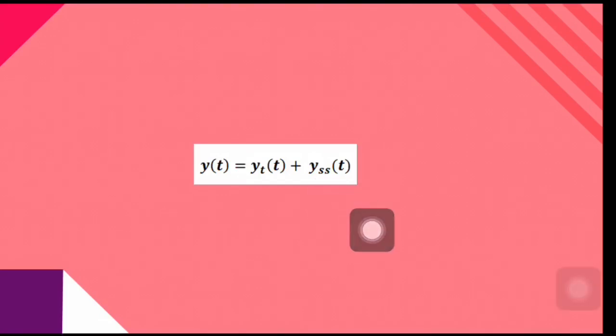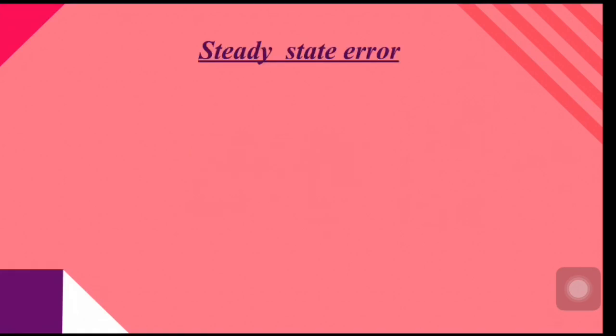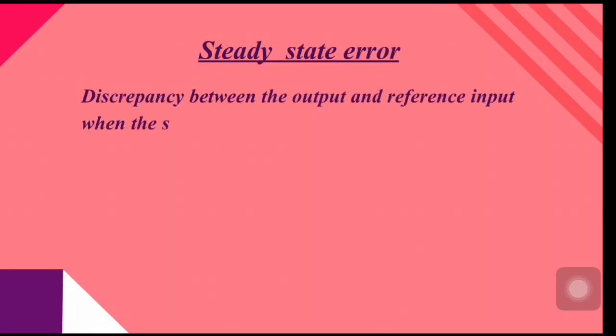Got it? I think it may be a little confusing. Don't worry, you will get a clear picture when we start our analysis. Switching focus to steady state error. It is defined as the difference or error between the output and reference input when steady state, that is t tends to infinity, is reached.